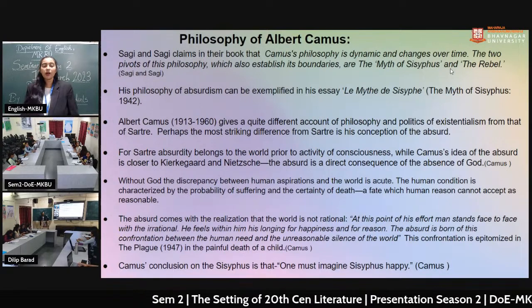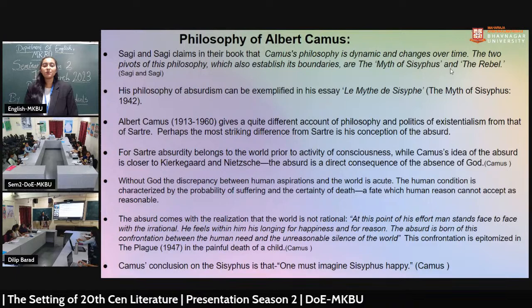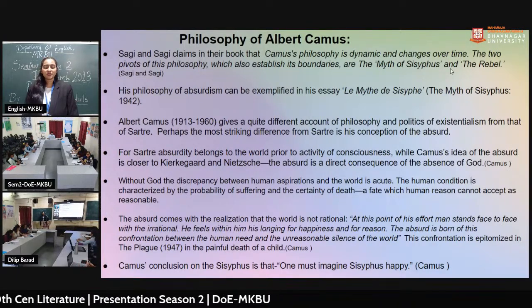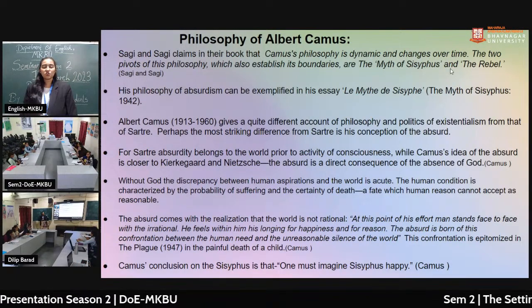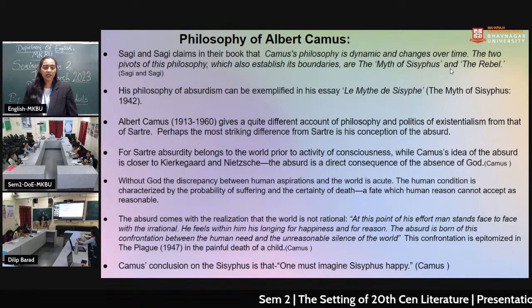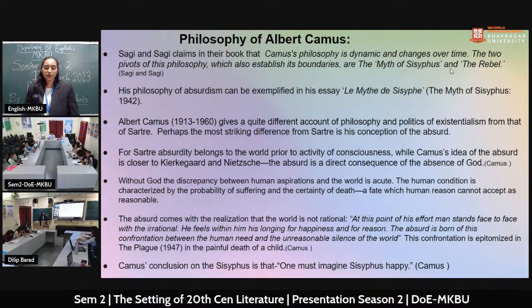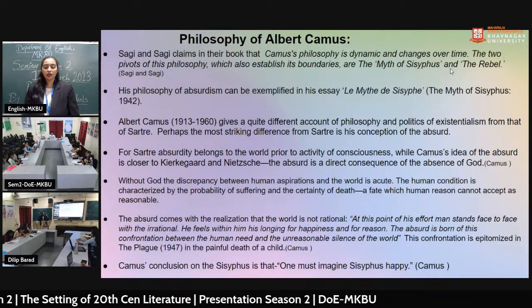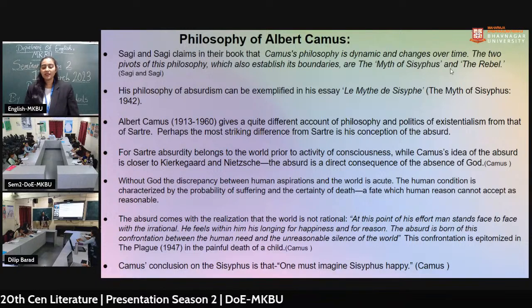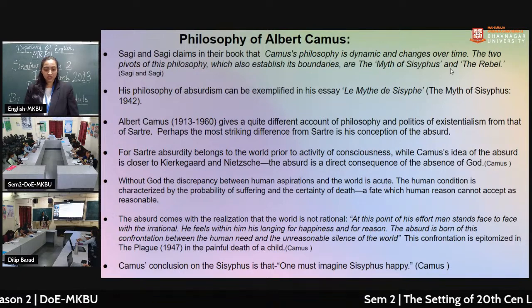He was giving definitions of absurdism. He was bringing in the term absurdism, and many say that absurdism and existentialism are very similar, but there is a slight difference between them. For Sartre, absurdity belongs to the world prior to the activity of a consciousness, while Camus' idea of the absurd is closer to Kierkegaard and Nietzsche.